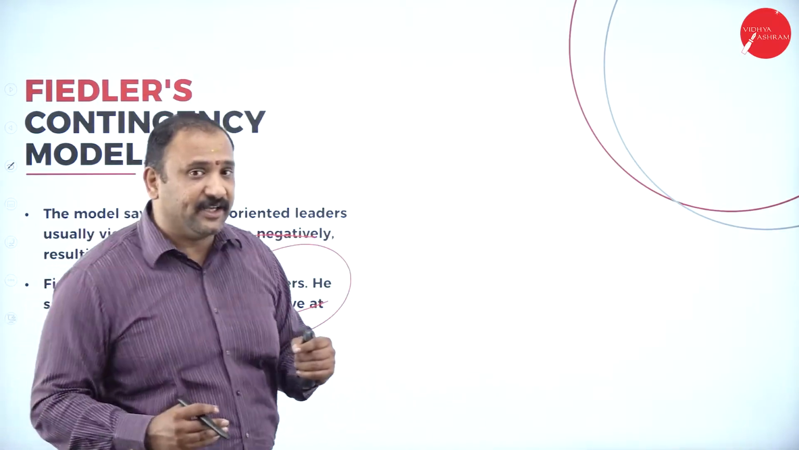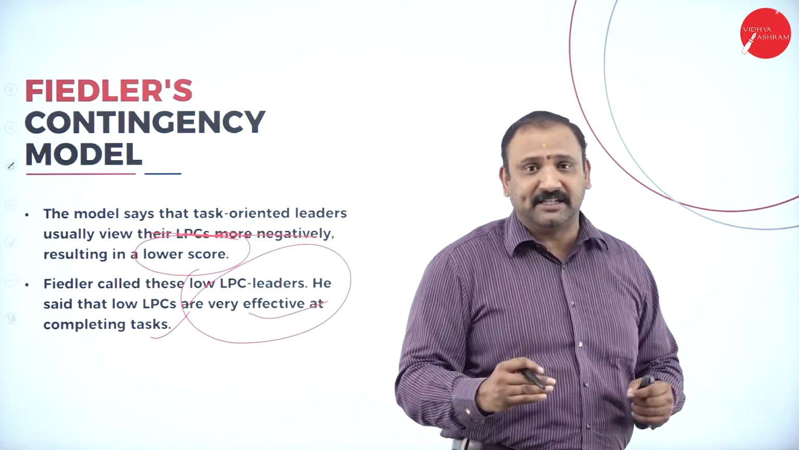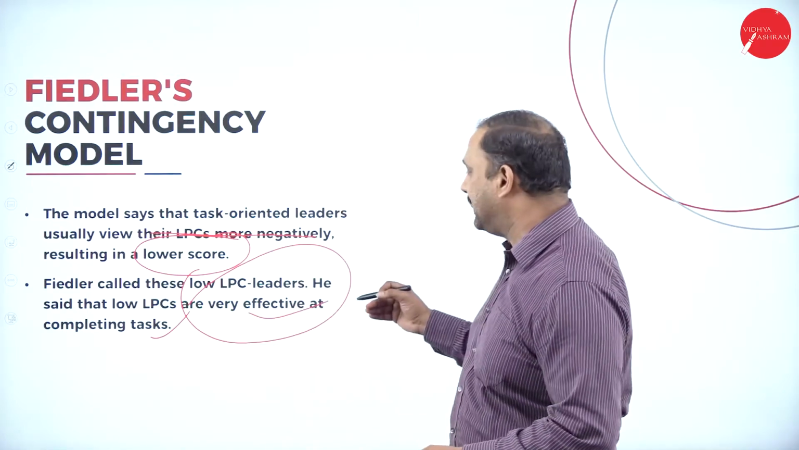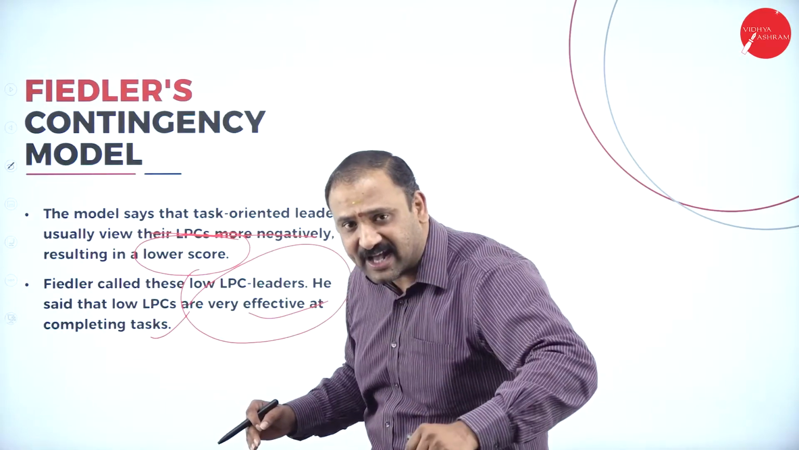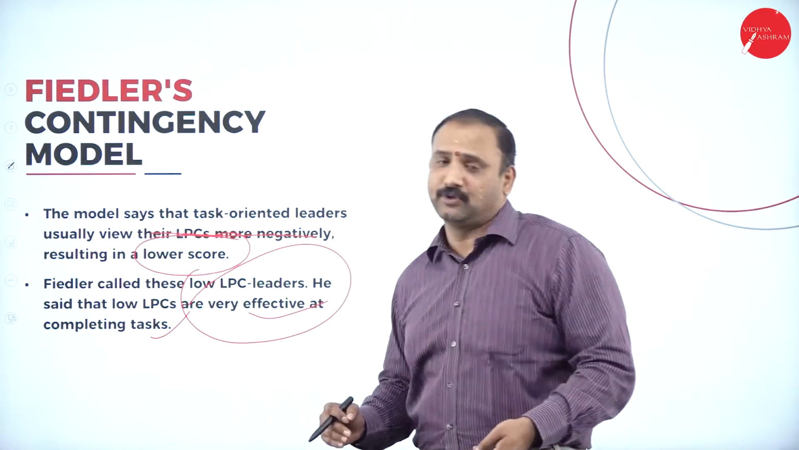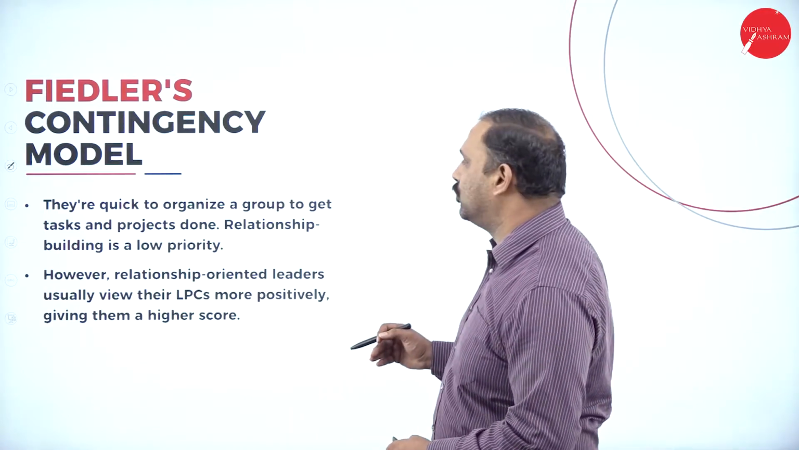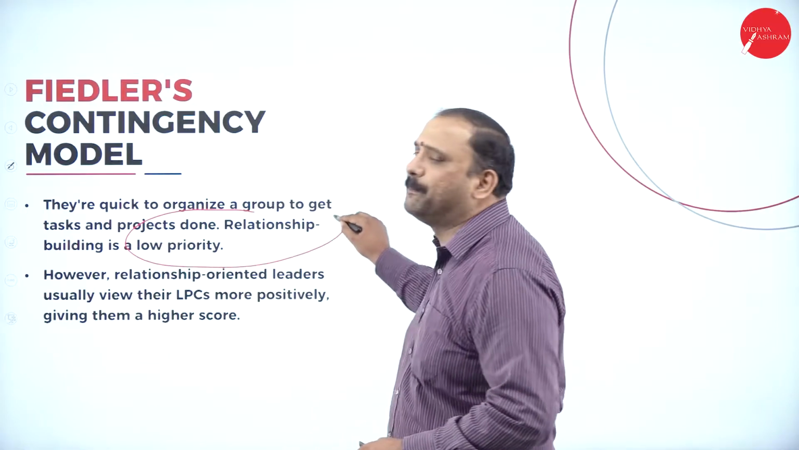So as a leader, I am pretty much confining myself to the fact of whether the work is completed. So these are people who are very, very effective in completing the task rather than scoring up to the scales. Followed by, they are quick to organize a group to get a task or work done. Relationship building is a low priority.